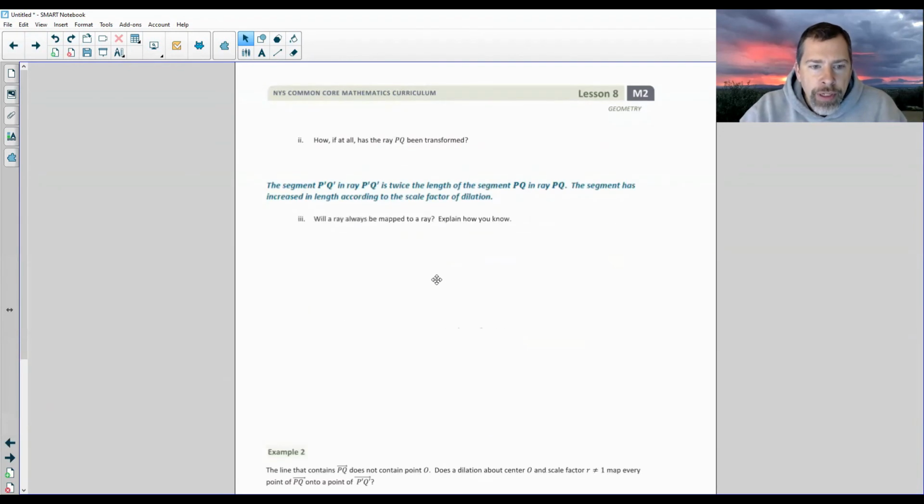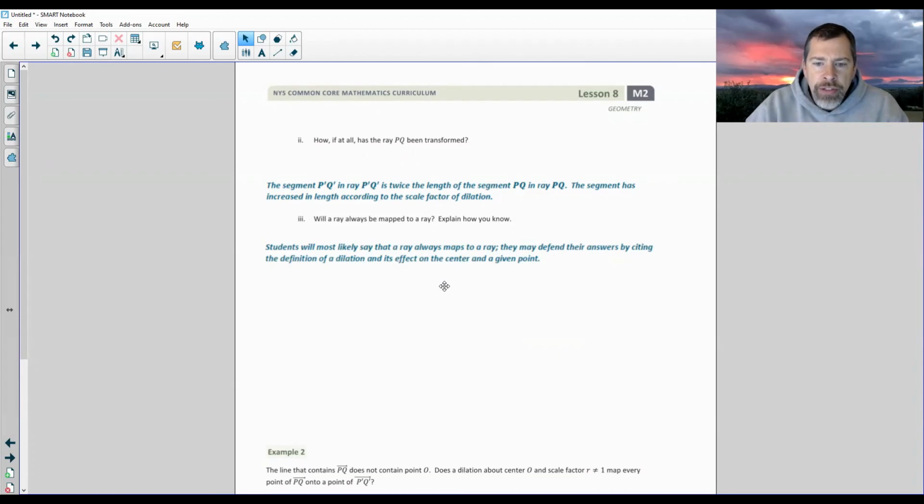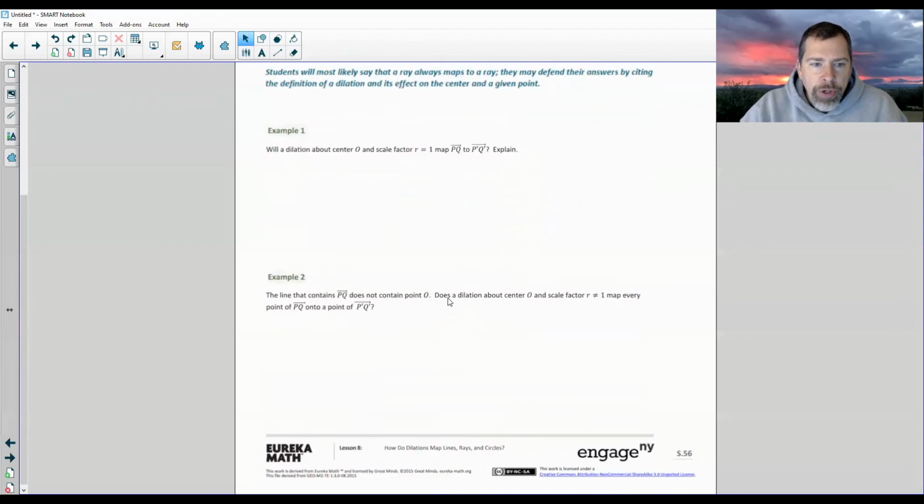Okay, so part 2. Will a ray always be mapped to a ray? And explain how you know. And the answer says here, students will most likely say that a ray always maps to a ray. They may defend their answer by citing the definition of a dilation and its effect on the center and a given point. Alrighty.